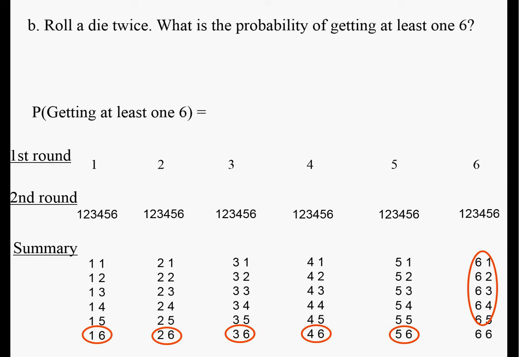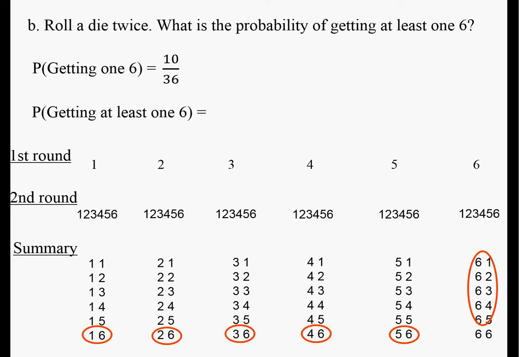Therefore, we can first calculate the probability of getting one 6 only. We have 10 ways to obtain combinations of two numbers that contain one 6 only. What is the total number of possible combinations of two numbers? We just said that it is 36. So it's 10 over 36.